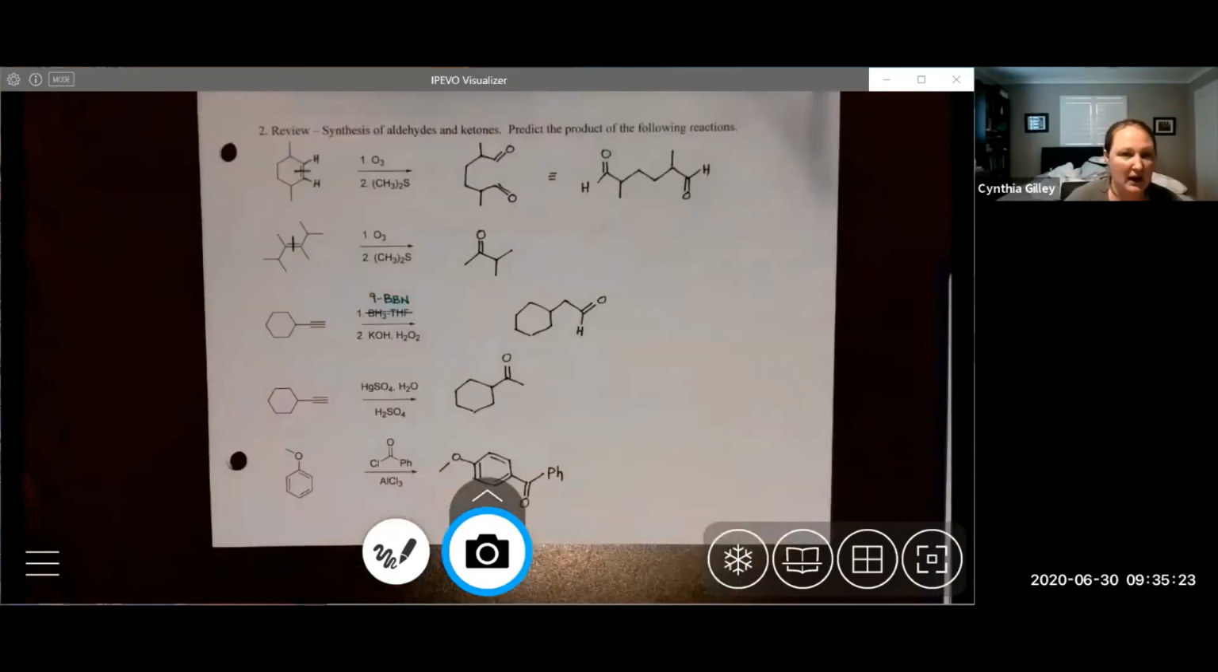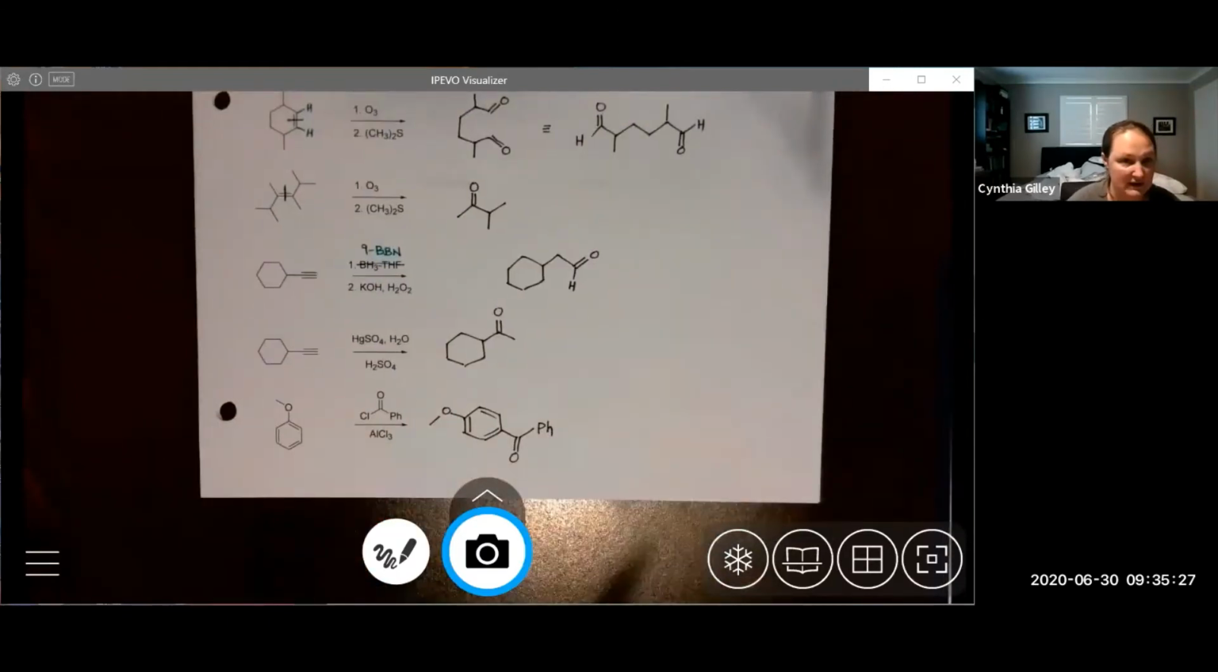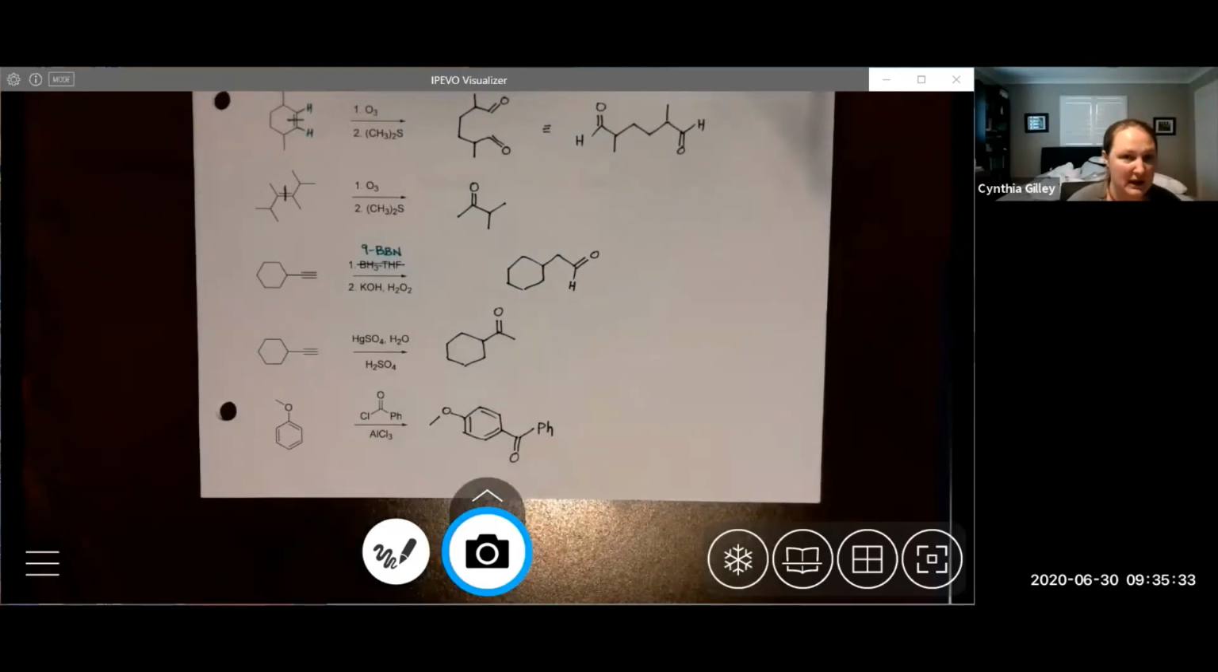So just because we're finally at the aldehyde and ketone chapter doesn't mean it's the first time you've ever seen an aldehyde or ketone. These are just some of the review reactions, but don't forget you can also make aldehydes and ketones through oxidation of alcohols, which is not reviewed here.